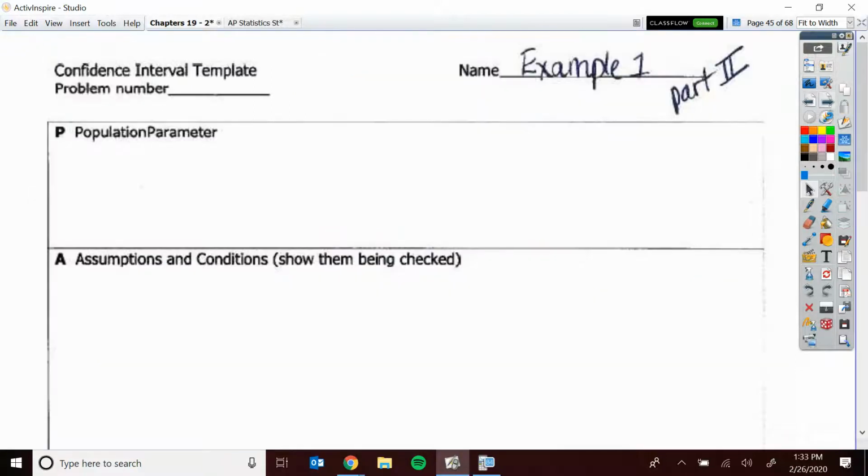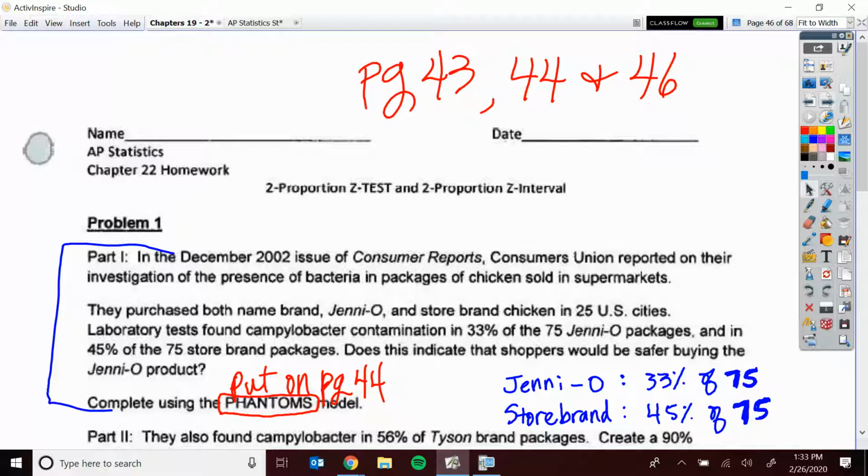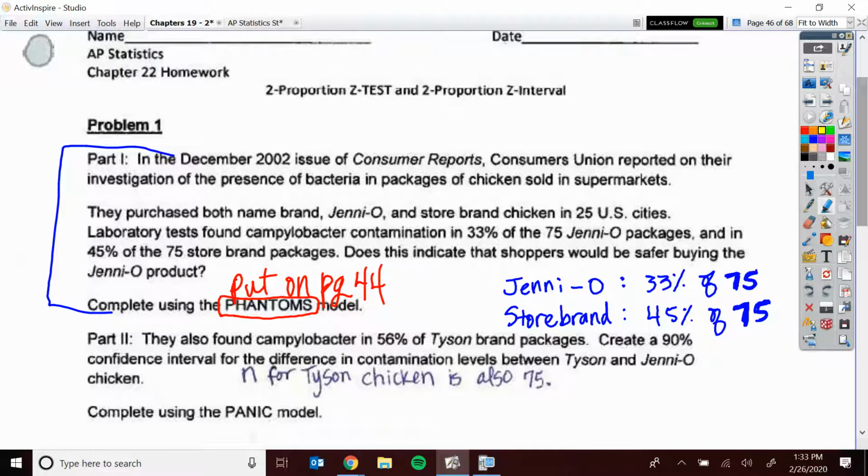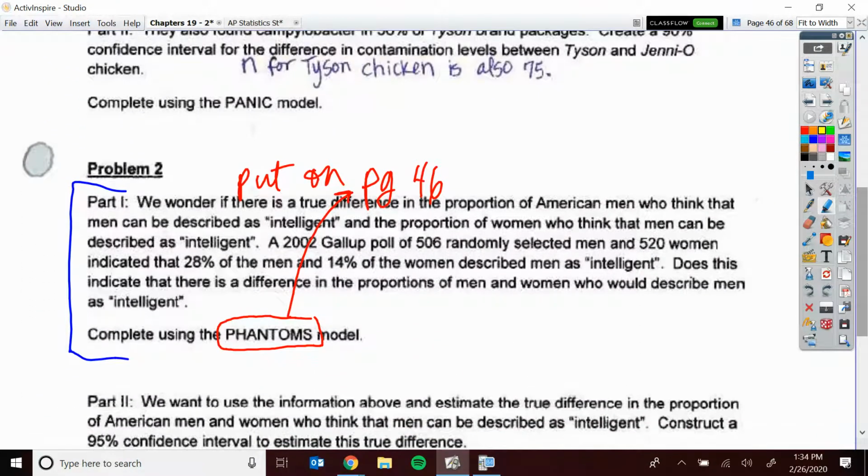All right. If you skip over to page 43, you will see the assignment. On this assignment, you're only going to do the phantoms pieces. It has a phantom and a panic, and then another phantom and a panic. So you're going to do problem 1 about Jenny O chicken and store brand chicken, and just do the phantoms, which is on page 44, the template. And then problem 2, this is going to be interesting, is about the proportion of women who think men are intelligent and the proportion of men who think men are intelligent. That's a good one. You're going to do that test and put that on page 46. There's a phantom and a panic, but you just do the 2 phantoms.